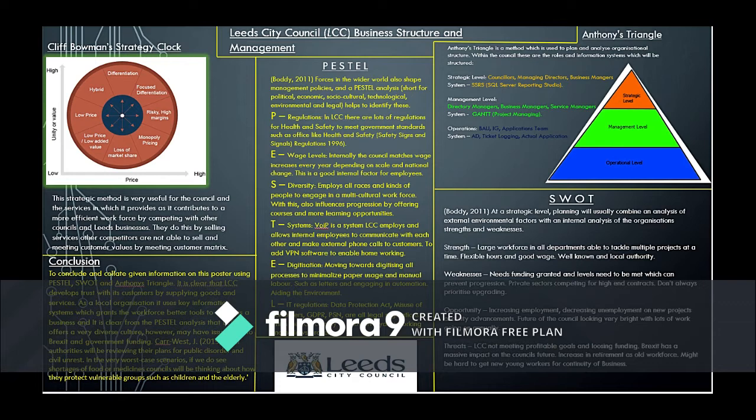Starting off with Anthony's Triangle. Anthony's Triangle is a method which is used to plan and analyse organisational structures. Within the council, these are just some of the roles and information systems used at each level. On the strategic level, which is where the stakeholders, managing directors and councils will be, this is where new service ideas will be chosen and looked into. SQL Server Reporting Studio will be used here to report on data for new funding and new developments.